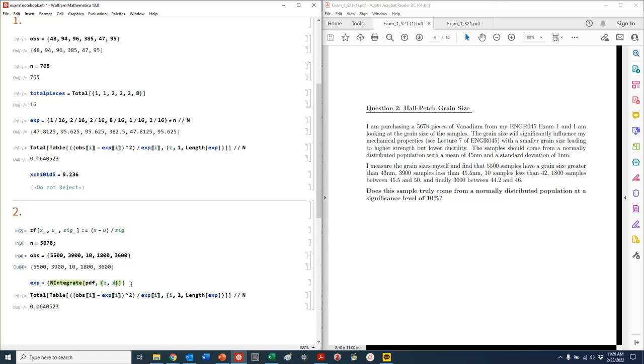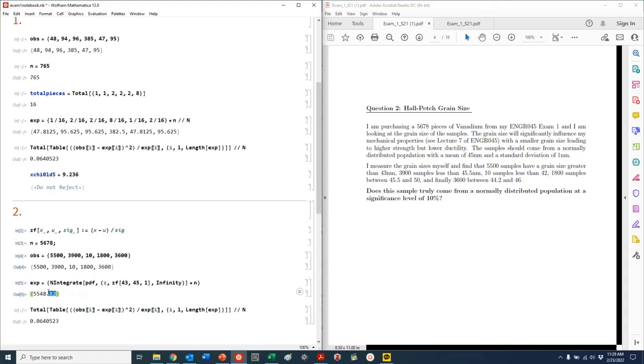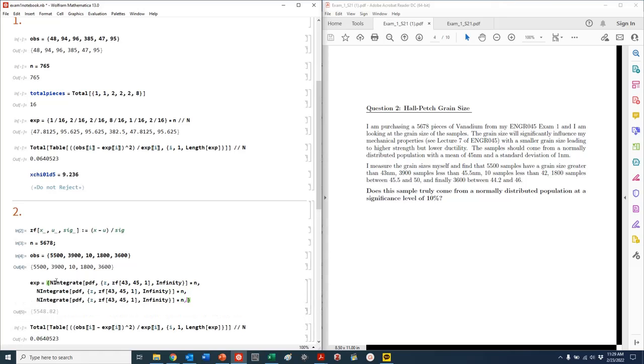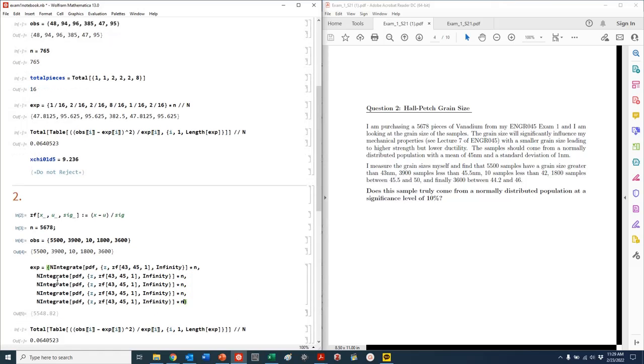So zf, so my x is going to be 43, my mu is 45, and my sigma is 1. I want to integrate that from there to infinity. And then I want to take that and multiply this value by n. So if I look at that expected, I can see those values. I can copy that 4 or 5 more times. 1, 2, 3, 4, 5.